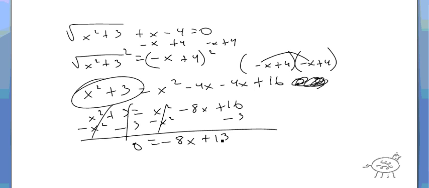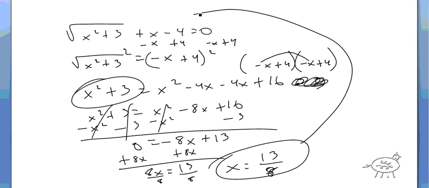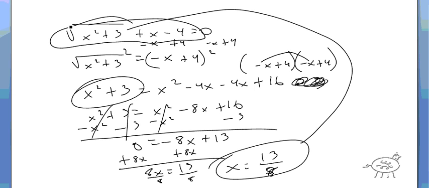Okay? There's no more quadratic, so I have to solve by moving things over. So I'm going to add 8x to both sides. So you get 8x equals 13, divided by 8. X equals 13 over 8. Okay? And that's it. And if I go back and check it, it's a little more complicated, but you can use your calculator. I'm going to plug it back into the original problem, and it should work.